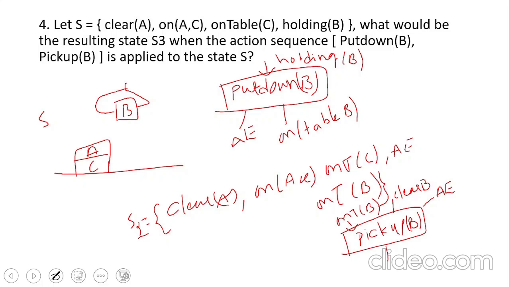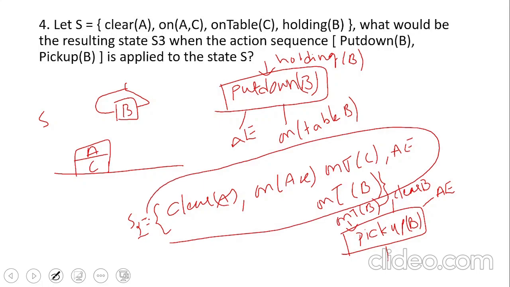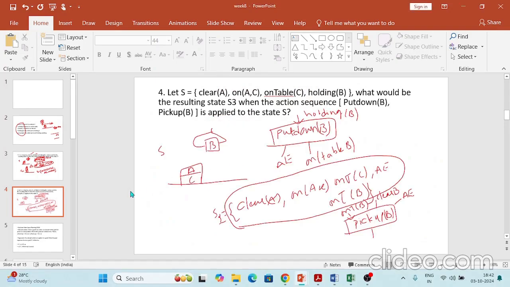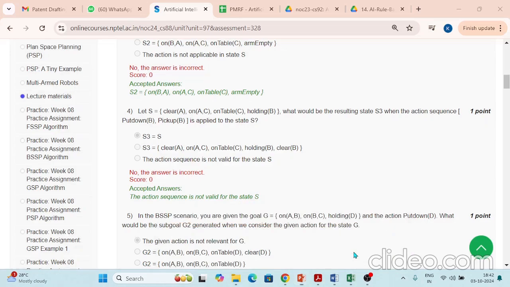Clear B is also required. Now if you see in this state, we are not having clear B in the state. So to perform the action on state S2, the preconditions are not satisfied. That's why I can't perform the pick up action on S2. The preconditions have to be satisfied. So what is the answer now? The action sequence is not valid for the state S.